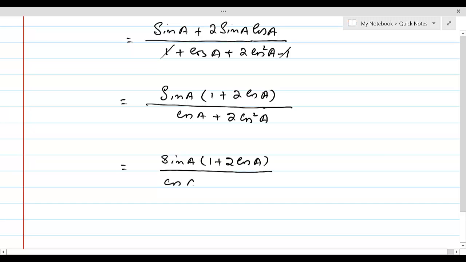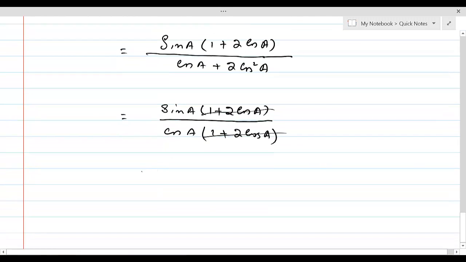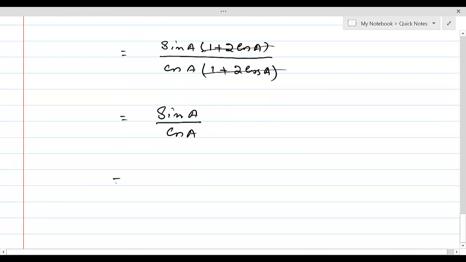if we take cos a common, this will be 1 plus 2 cos a, and we can see that this 1 plus 2 cos a is cancelled out, and what we are left with is sine a over cos a, which is equal to tan theta, and this is exactly what we needed to prove.